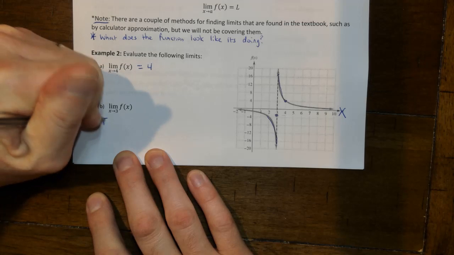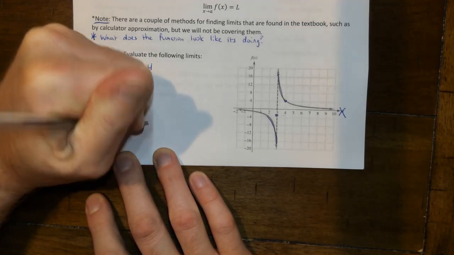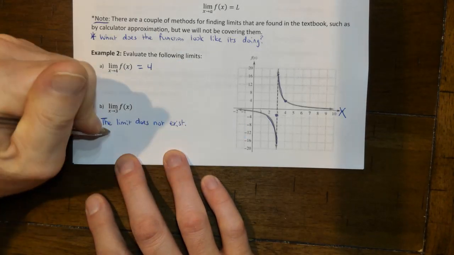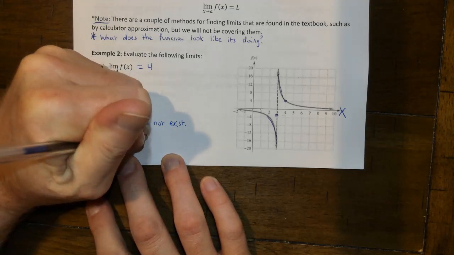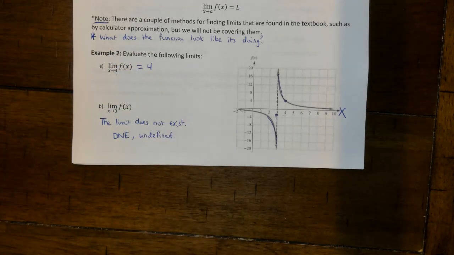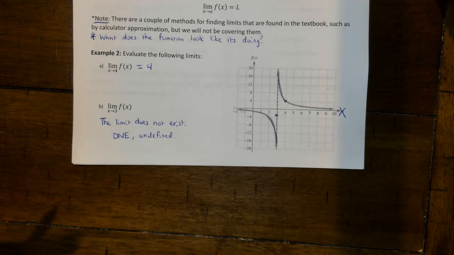And this is going to be the answer sometimes. The limit does not exist. Now, if you're writing this out, you can say that it does not exist. You can say, hey, it's undefined, because both of those are true. Your graph doesn't look like it's doing any one thing. It looks like it's doing 2 different things, and we can't have that. So sometimes the answer is going to be, hey, this doesn't exist, it's undefined.